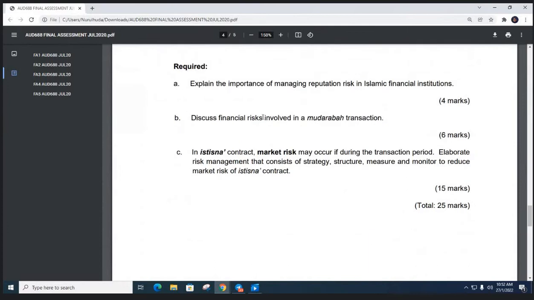Discuss financial risk involved in mudarabah transactions. Mudarabah. So you kena tengok mudarabah punya transactions. First during the transaction, at the beginning of the transactions, at the end, itu mudarabah transactions, financial risk. Okay.